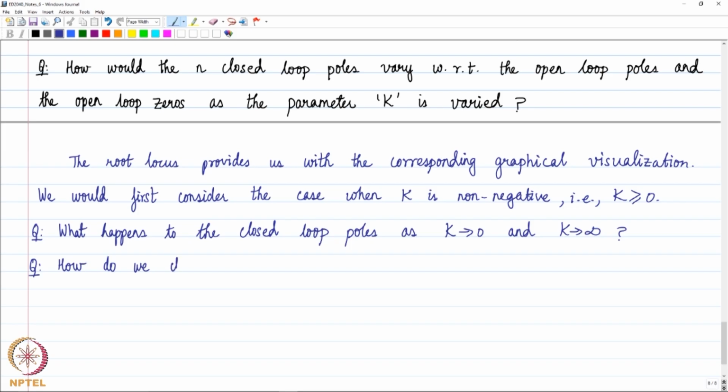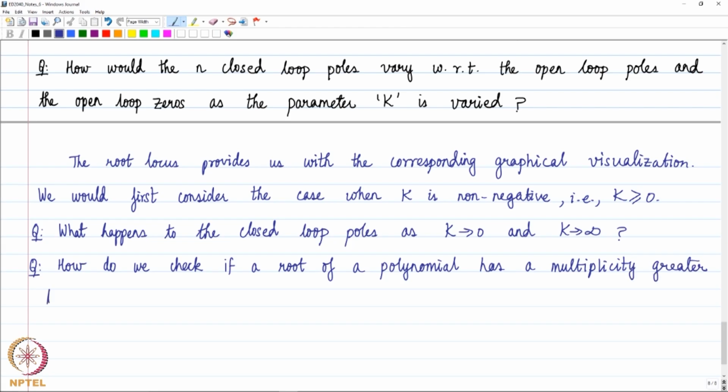Let me put it this way. How do we check, when a polynomial has multiple roots, essentially repeating roots, what characteristics would the polynomial have? Let me put it this way: how do we check if a root of a polynomial has a multiplicity greater than 1? That means we are having repeating roots.